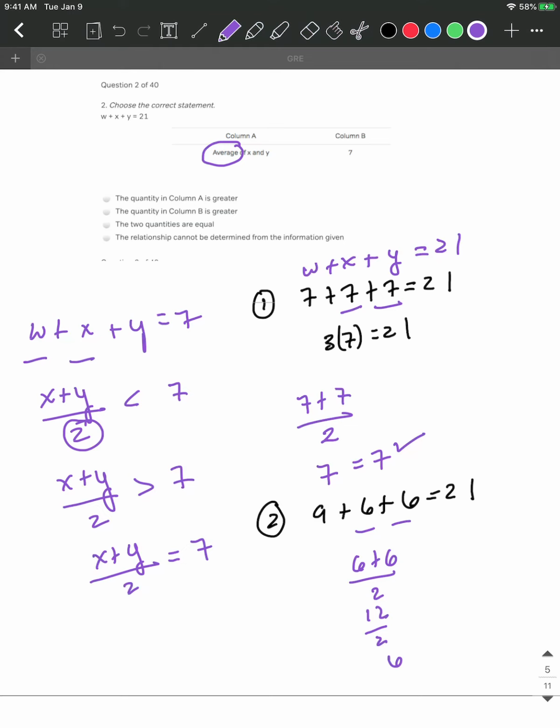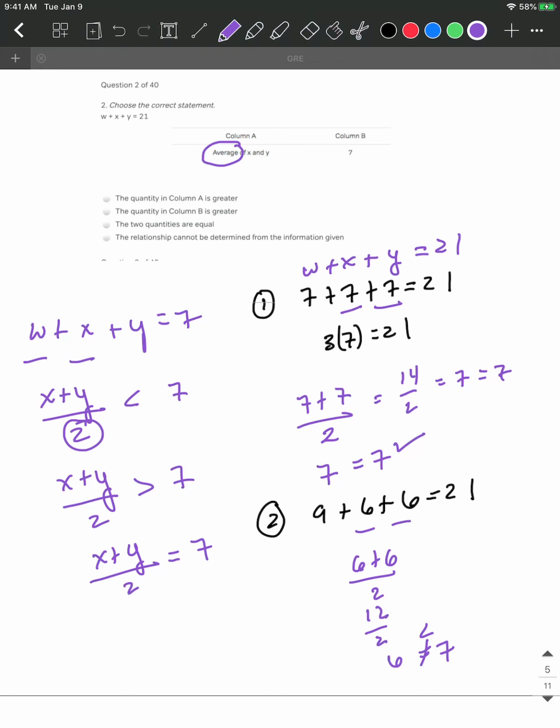From that, we know it can't equal 7, it has to be less than. With 7 and 7 earlier, the sum was 14, so 14 over 2 gives us 7, which is equal to 7. But because we have various cases, and one case I showed was 9 plus 6 plus 6, which shows the average isn't the same, we can conclude that the information doesn't let us dictate what would work.